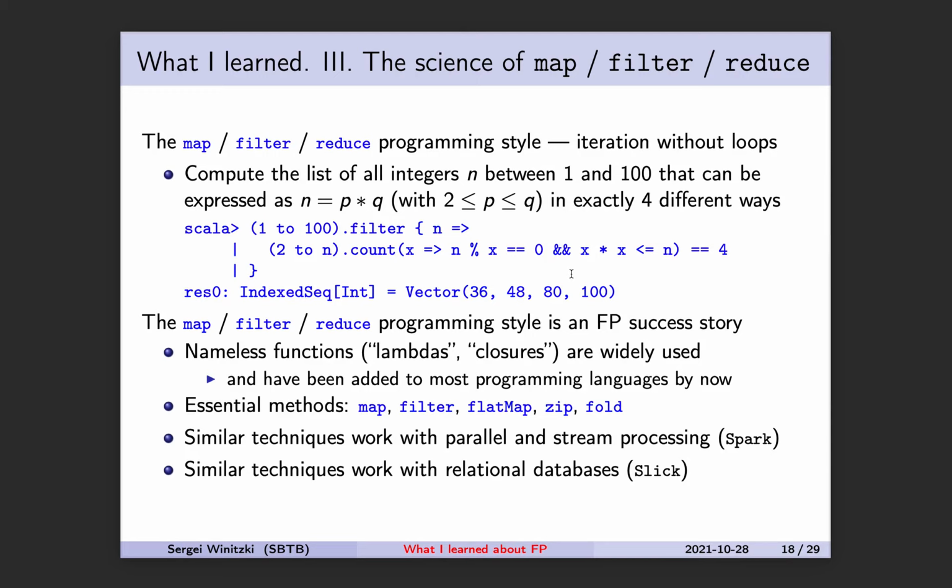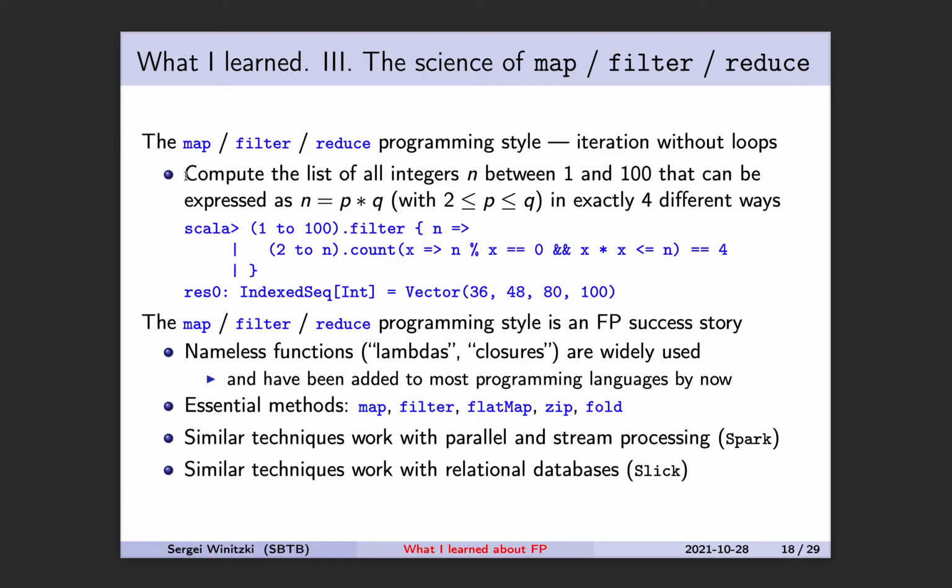So now I turn to another topic, which is the science of map, filter, reduce. Map, filter, reduce programming style is a success story of functional programming. It gives a way of doing iteration and iterative computations, aggregations, and so on without writing loops. It's a very mathematical looking approach. It's functions applied to arguments, and the results are again applied to some arguments and so on. So it does not look at all like loops with statements inside.